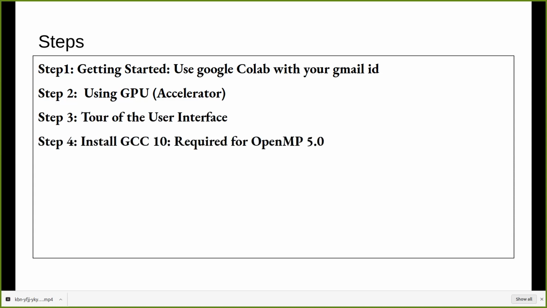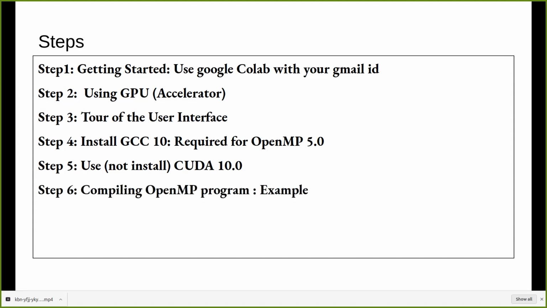Then you have to install GCC 10, because if you want to run OpenMP 5.0, you require GCC 10. So you have to install it. Then you have to use CUDA 10. Why I put not install is because in Google Colaboratory there is already CUDA 10, CUDA 10.1, and CUDA 11. We need CUDA 10 for GCC 10. GCC 10 plus CUDA 10 is a combination for OpenMP 5.0.